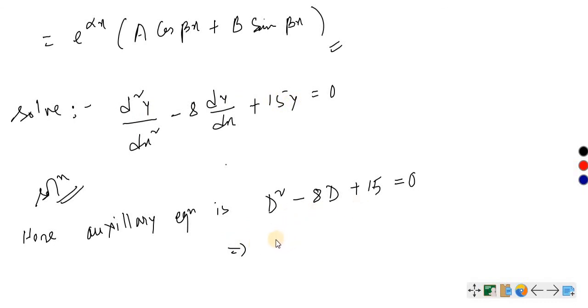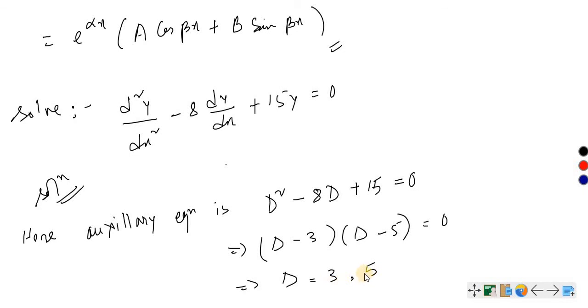So this can be solved in this way, that is (D minus 3)(D minus 5). Do the rest of the steps by yourself, because I think you know how to solve a quadratic equation. So here I'm getting D equals 3, 5. These are the two roots of D. Now since these roots are real, there is no i, and they are different, they are not equal.